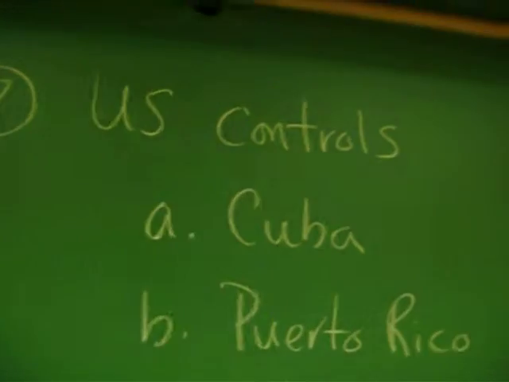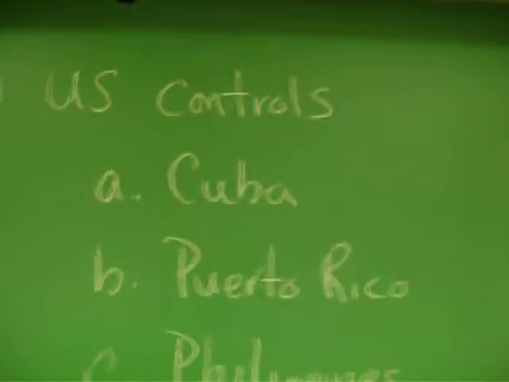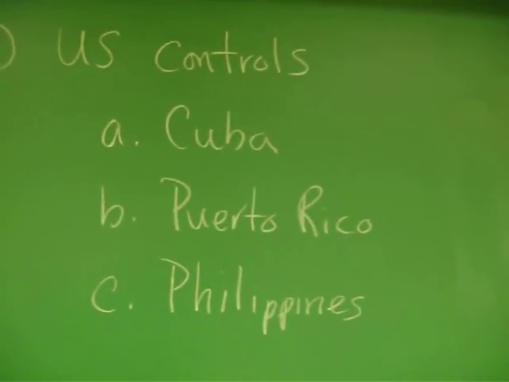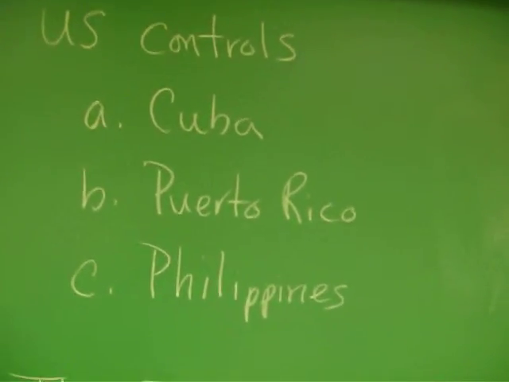All right. So what ends up happening from this? What ends up happening is right here. The United States is not only going to win the war, but we're going to find ourselves controlling these three places: Cuba, Puerto Rico, and the Philippines. So that is our lecture today, folks, on the Spanish-American War. Glad you're with me.